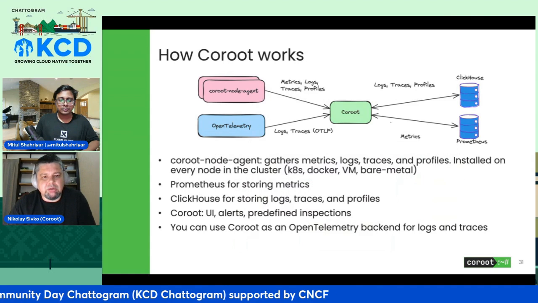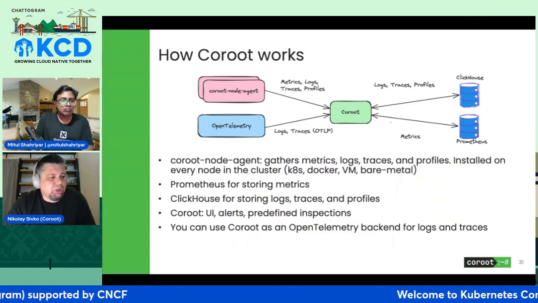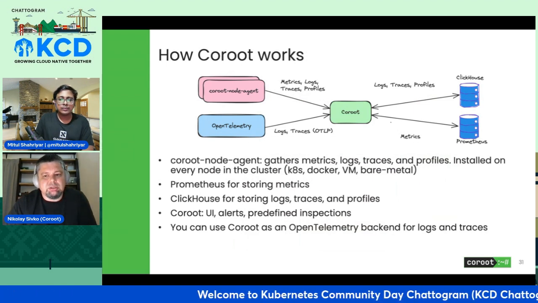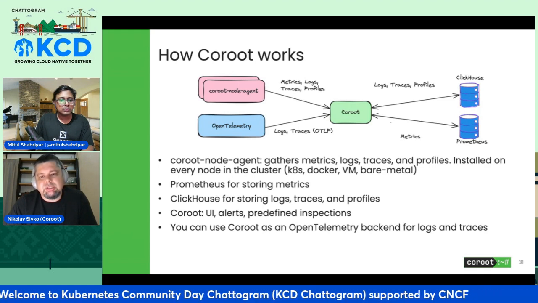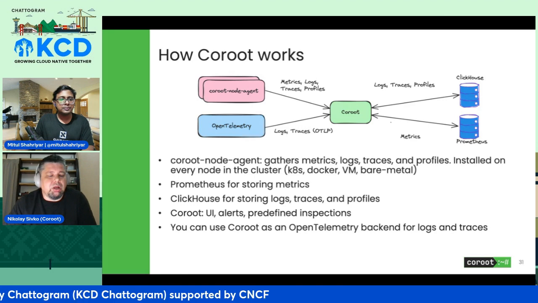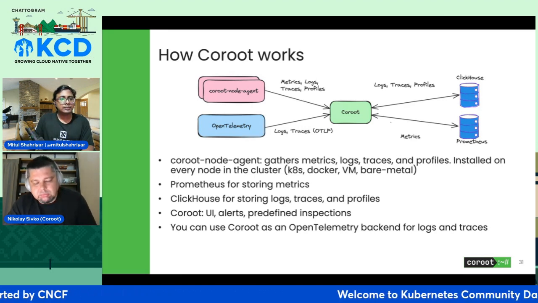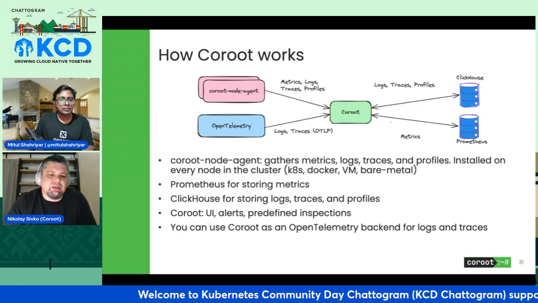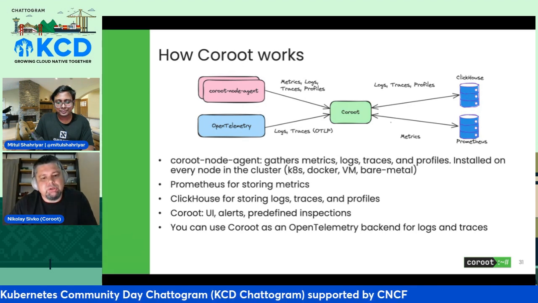And a few words about Coroot architecture. We have Coroot, the main component, which is the UI and also the collector. It stores telemetry data. It stores logs, traces, and profiles in ClickHouse and metrics in Prometheus. Also, we provide users with our agents, and you can use Coroot as an OpenTelemetry backend for metrics or for traces and logs.